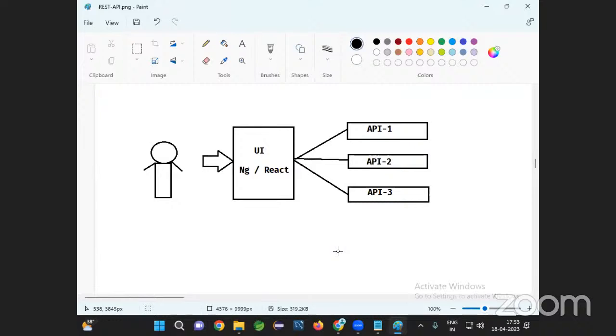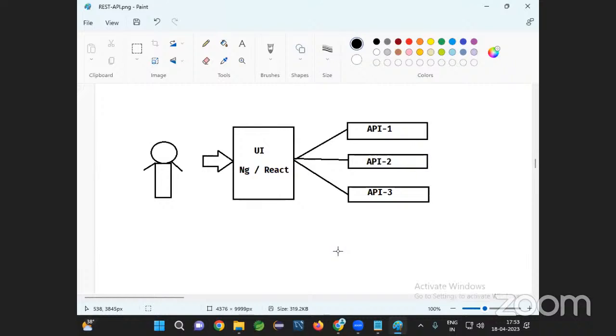One API with Java, another API with .NET also we can do. For UI, it doesn't matter whether it is Java or .NET. For UI, what matters? Data matters. UI will give the data to the backend. Backend will give the data to the UI. Whether the backend is Java or .NET, your UI doesn't know that.